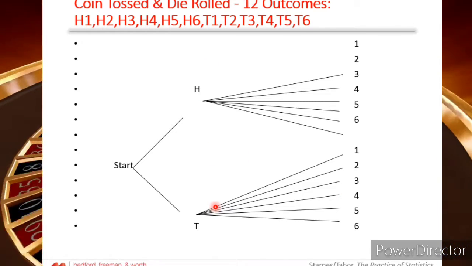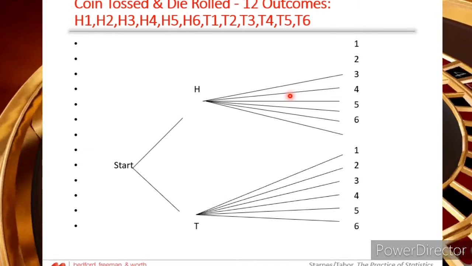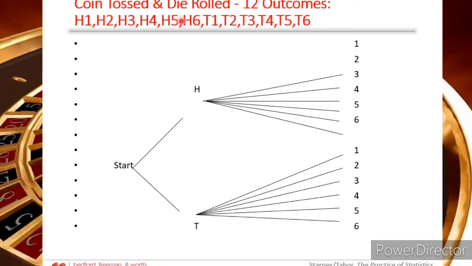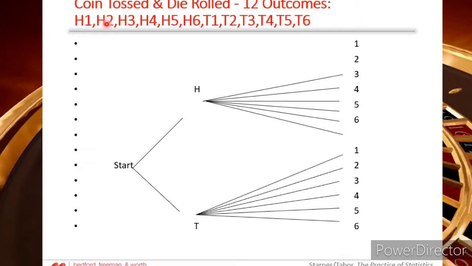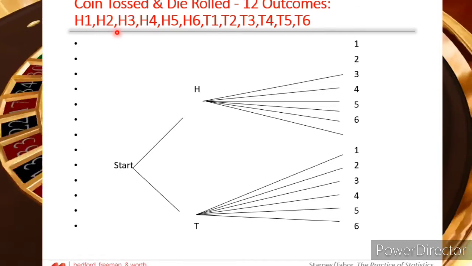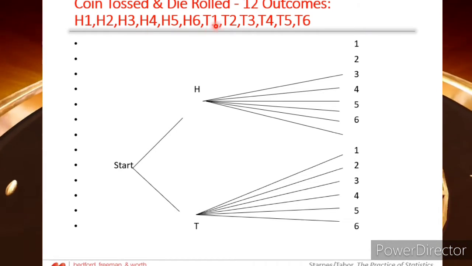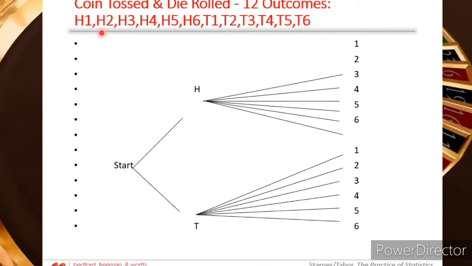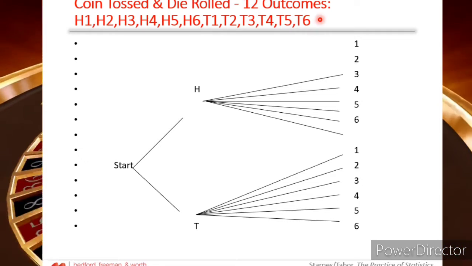So, if you're going to toss a coin and roll a die, we can come up with 12 outcomes. May 12 tayong possible outcomes, and these are the sample spaces. Ano yung sample spaces? Head 1, head 2, head 3, head 4, head 5, head 6, tail 1, tail 2, tail 3, tail 4, tail 5, tail 6. Ito yung ating sample space. Ilan lahat sila? We have 12 outcomes.